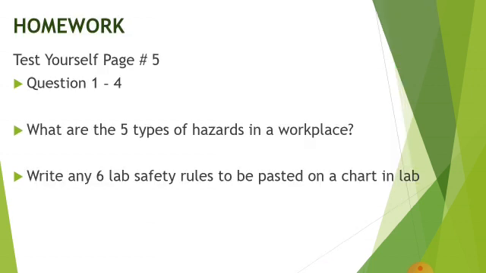Now it's your time for homework. You have to do the test yourself questions given in your book, page number 5. 4 questions are given over there. Question number 1, 2, 3, and 4. You have to do them. This presentation will help you a lot, and you can consult your book as well. Next question, number 5, which you are going to do is, what are the 5 types of hazards in a workplace? You will write the risk associated with that, and you will explain the hazards. Very short lines, very brief note.